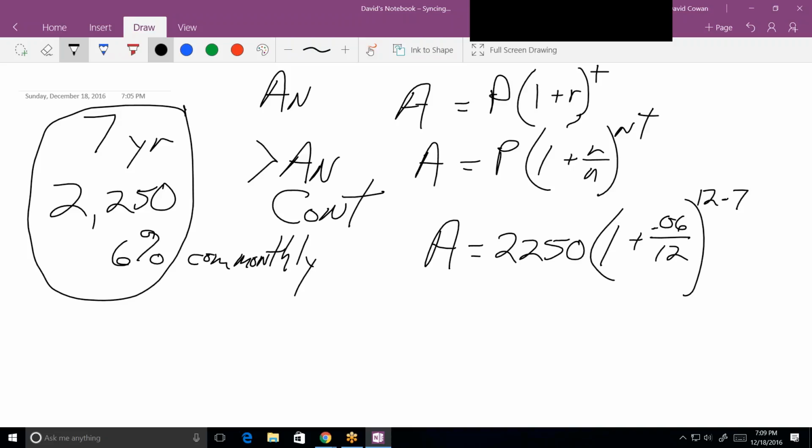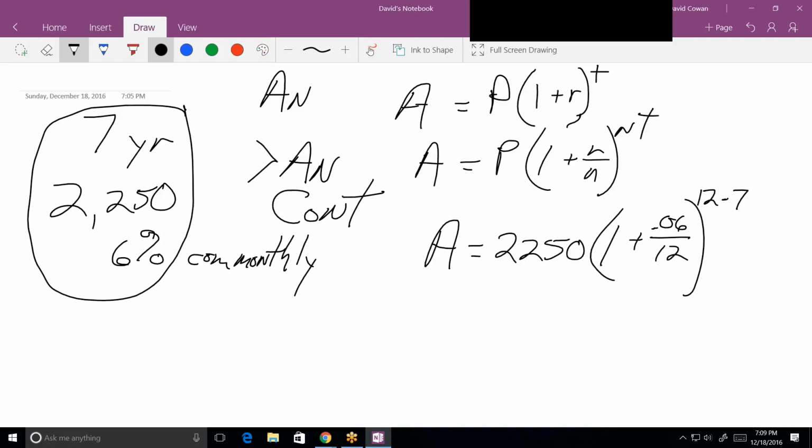If your rate had been per month, suppose they told you that you got 0.5% a month on your money, I would go ahead and put in 0.5%, but now my t is going to be in months, not years. So your t is always in the same unit as your rate. And now your calculator will give you that answer.